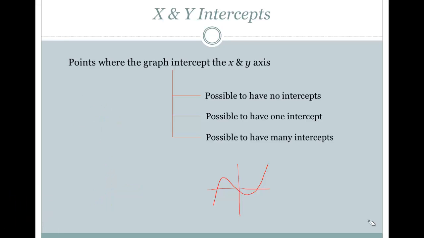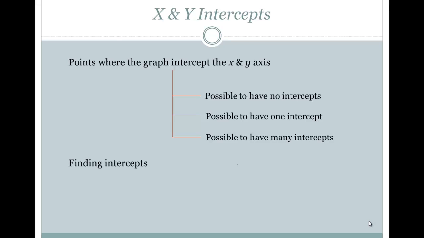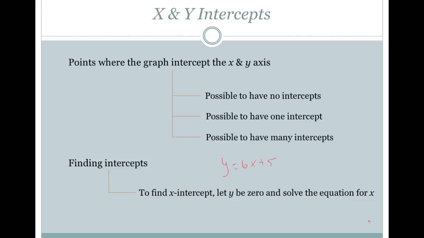Now let's talk about how we're going to actually find these intercepts. If I want to find the x-intercept, I want to set y equal to 0. So in the equation we had before, y equals 6x plus 5, if I want to find the x-intercept, I would set this y to 0, so I would go 0 equals 6x plus 5, and then I would solve that for x. And you guys can all do that.